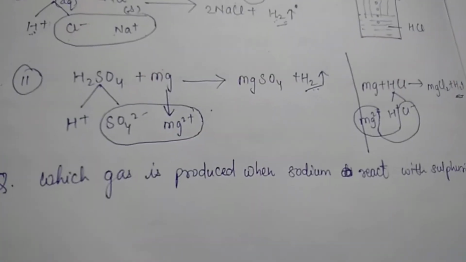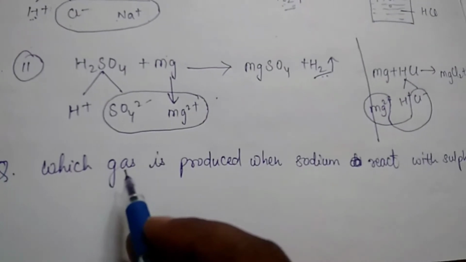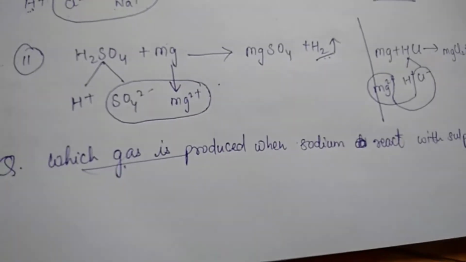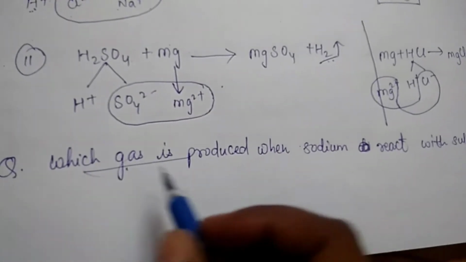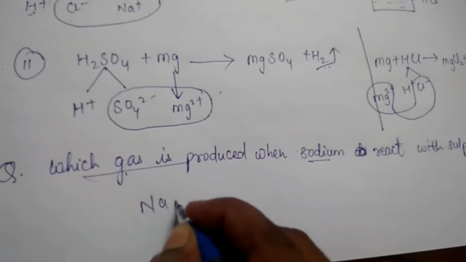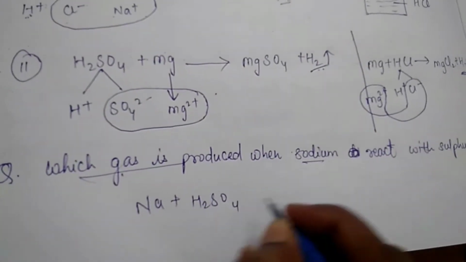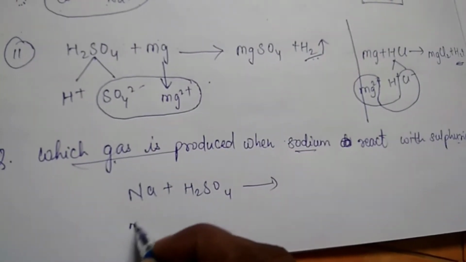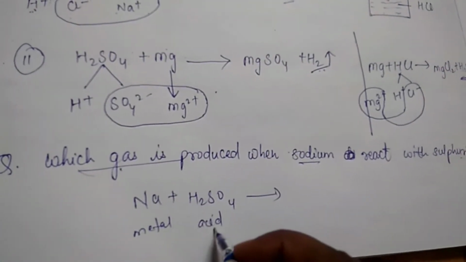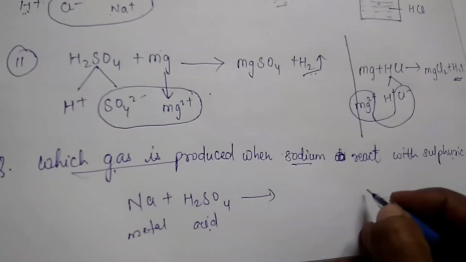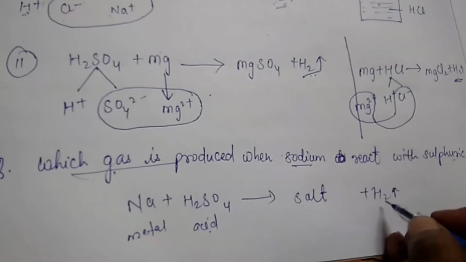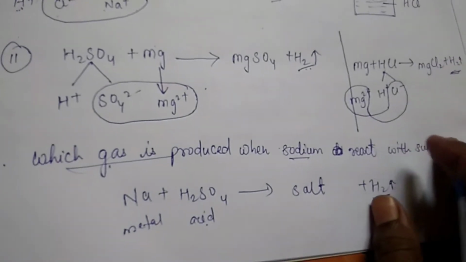Okay, children, going to solve the questions on the basis of this. See, children, which gas is produced when sodium reacts with sulfuric acid? First, children, this question is based on observation. So firstly, we have to write which gas is produced. Sodium plus sulfuric acid. Now sodium is a metal, and this is an acid, children. Whatever the acid, when a metal reacts with an acid, it always liberates hydrogen gas along with salt. So which gas is produced? Hydrogen gas.